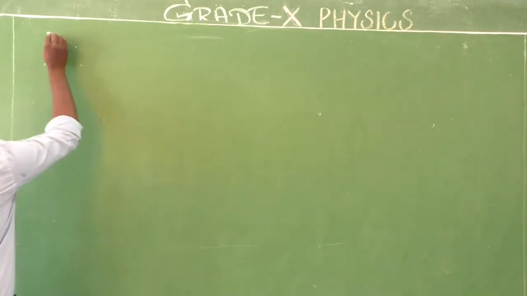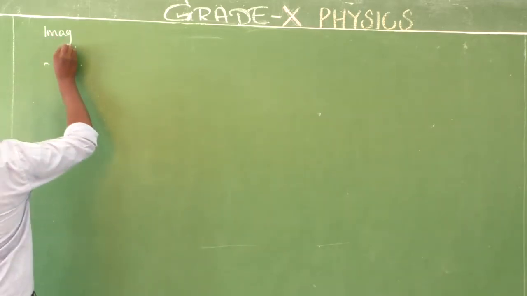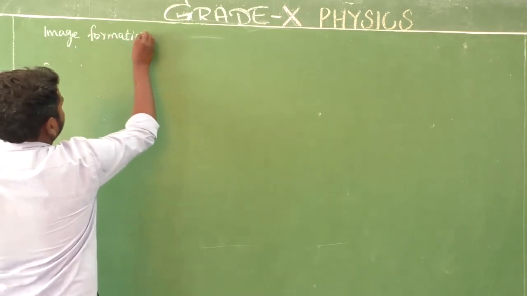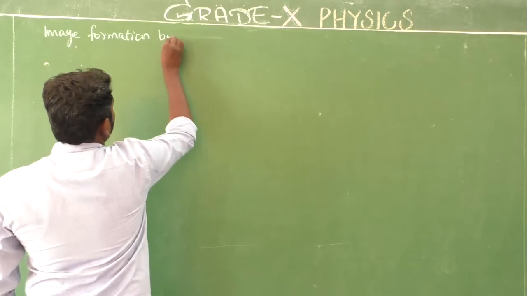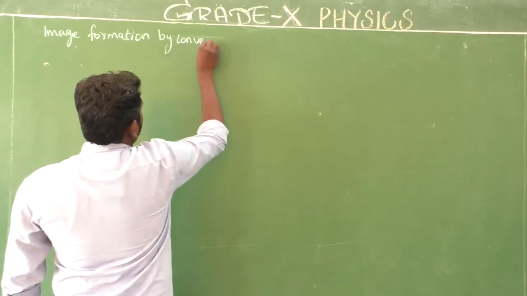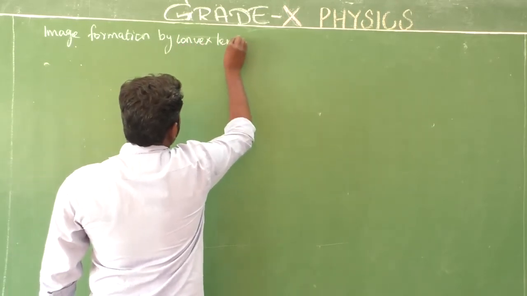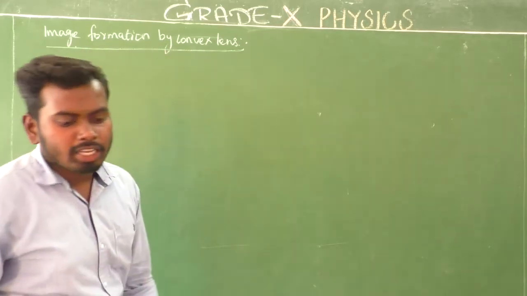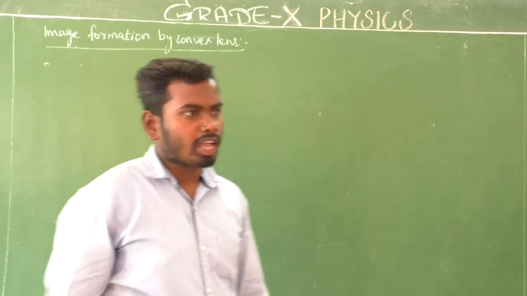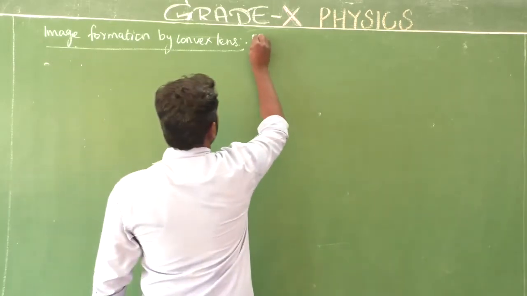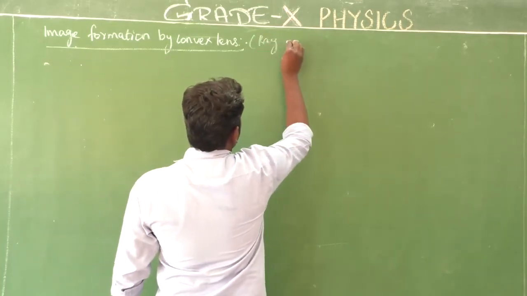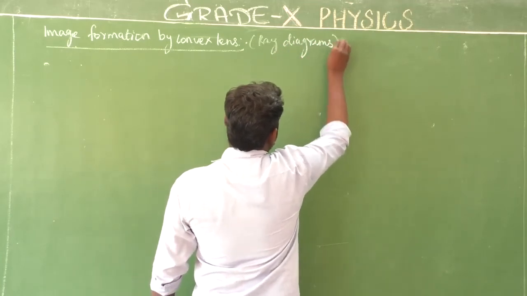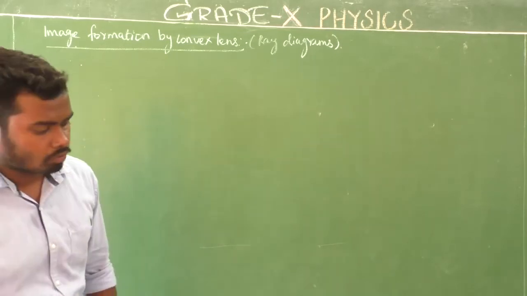So image formation by convex lens. Image formation by convex lens, with the help of ray diagrams. Very simple. You don't need confusion.